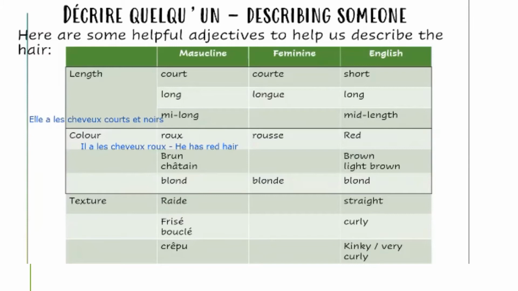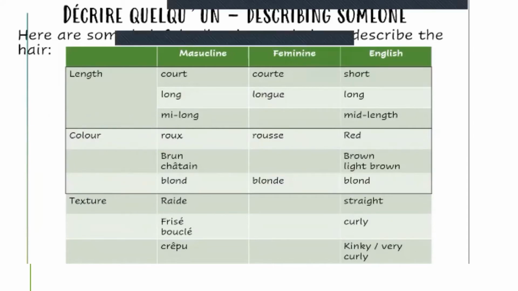All right. Let's do another one. She has long, straight, black hair. Elle a les cheveux longs. Give me the description: give me length, color, then texture. Elle a les cheveux longs, noirs.